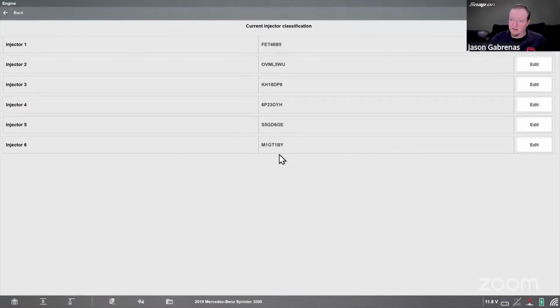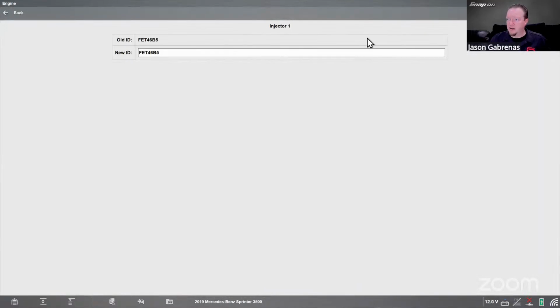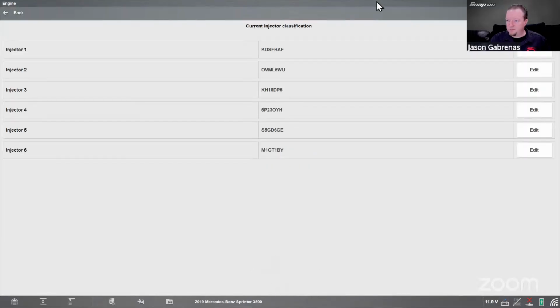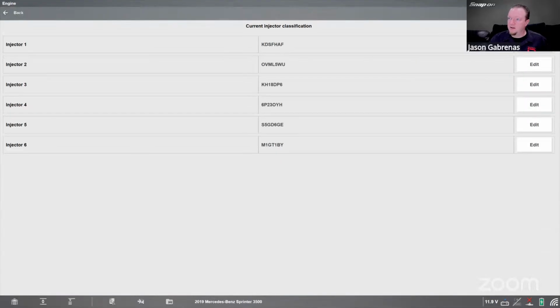So this will show you what's in there. And then you can go in and edit it if you need to and just enter the code. Oh, that's way too many. 1, 2, 3, 4, 5, 6, 7. Okay, just hit OK. And then you would hit program, and then it would go in there. All right. And then hit OK when it's done.